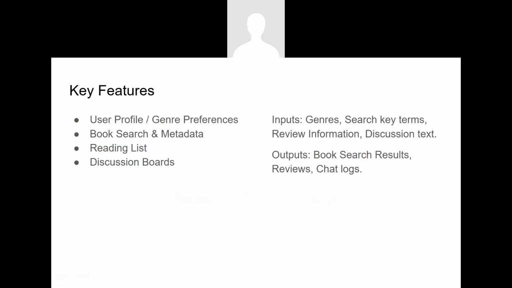Yeah, and let's talk about some key features, inputs and outputs. So for inputs, we included search terms, favorite markers, and chat messages. For outputs, there are personalized book search results, saved favorites, and user chat logs.